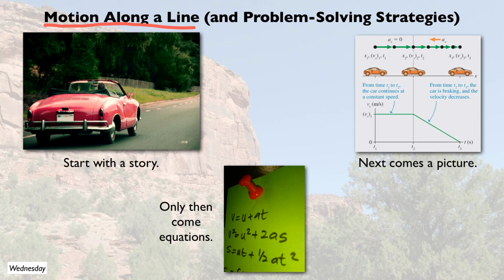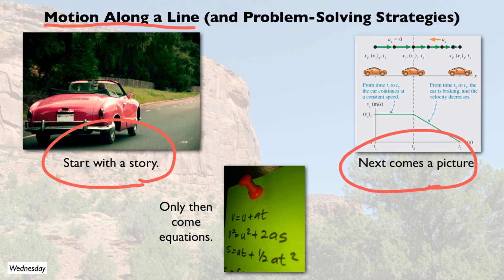And I want to make this clear. You need to have kind of a picture in your mind as to what's happening with the motion. And then we have to represent it. Typically I want to draw some sort of a picture to help us wrap our mind around the motion and different phases of the motion and what's happening. And only then do we do equations.